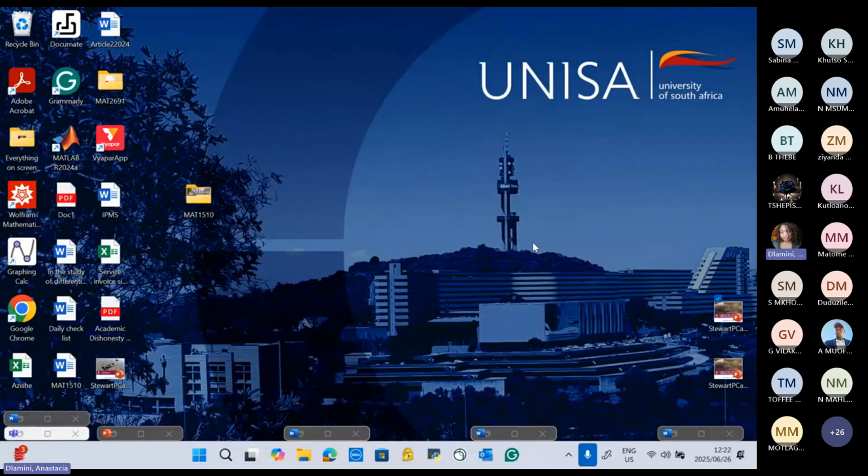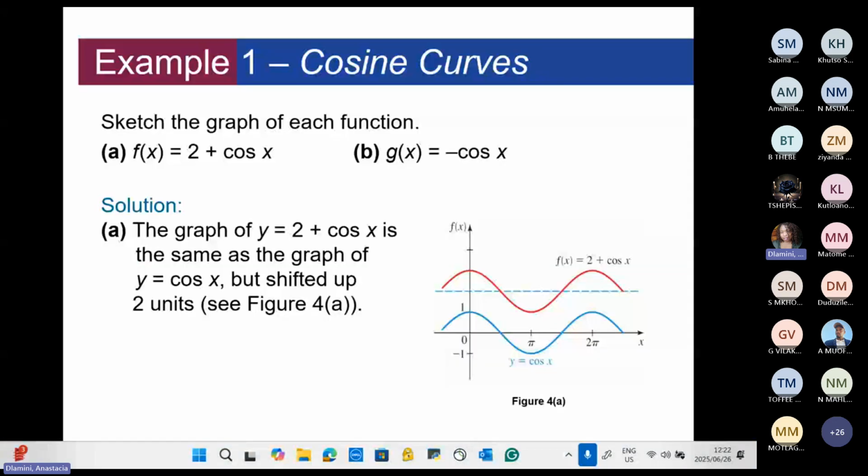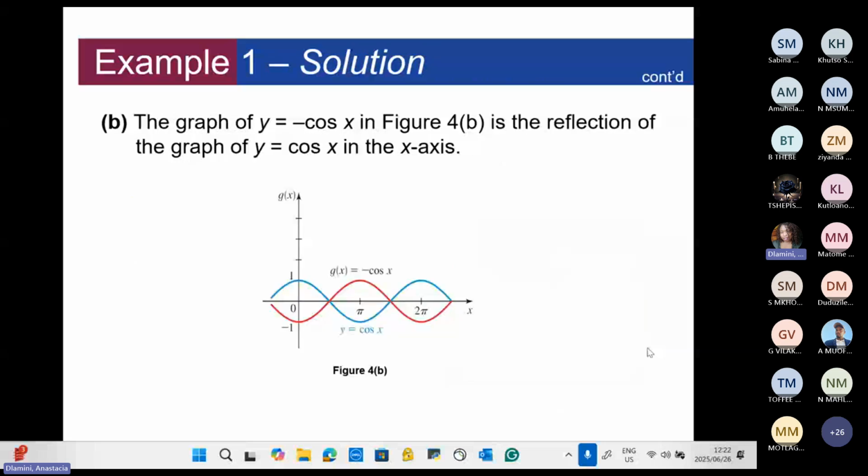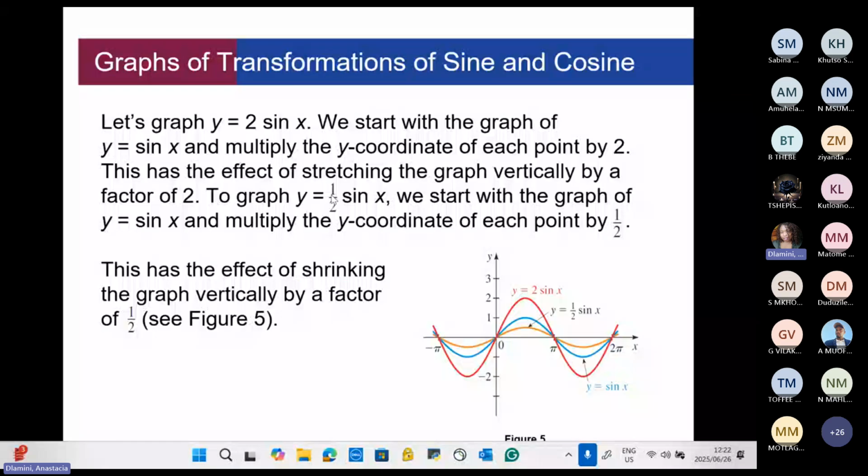So here are the graphs. Here you see it's shifted up by 2 units. They're just showing you that it's shifted up by 2 units. And here they're showing you that the cos function becomes, you see the reflection about the x-axis. You guys were right. Are we all together now on the cosine and the sine function?